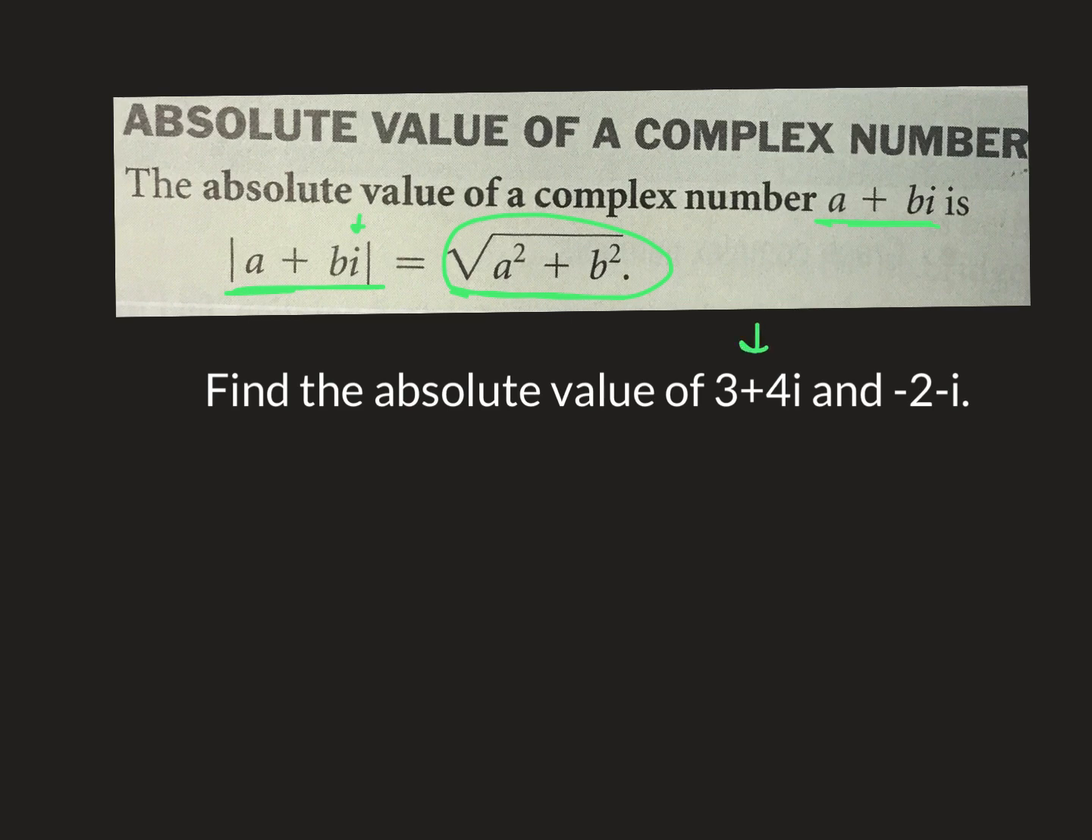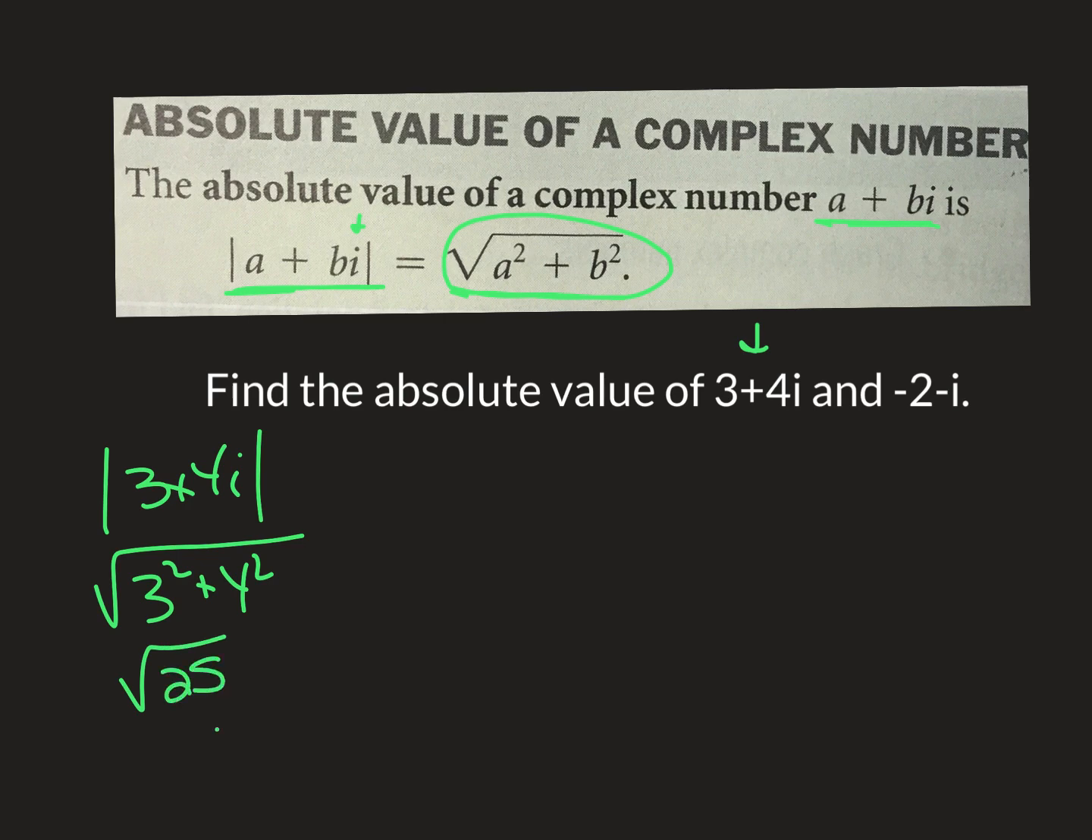So we're going to do a couple examples here. First one says 3 plus 4i. I should have written the absolute value first. Let me go back and do that. The absolute value of 3 plus 4i is the square root of 3 squared plus 4 squared. 3 squared is 9, 4 squared is 16. That gives me 25. So the absolute value of that complex number is 5.